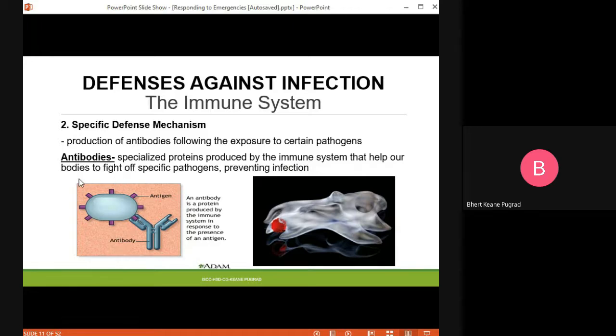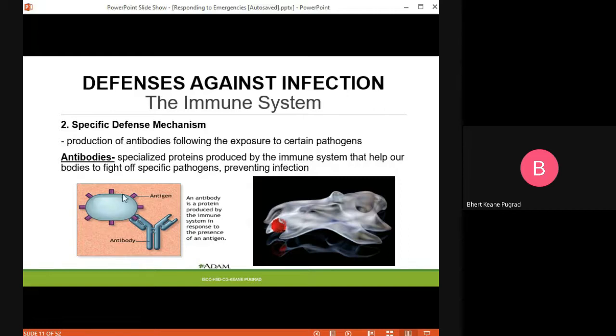So, what is antibody? Your antibodies are your specialized protein that is being produced by the immune system that helps our body to fight off specific pathogens and preventing infection. So, paano na-produce ang antibody? So, antibodies being produced because of the sensitization of our immune system to antigen.